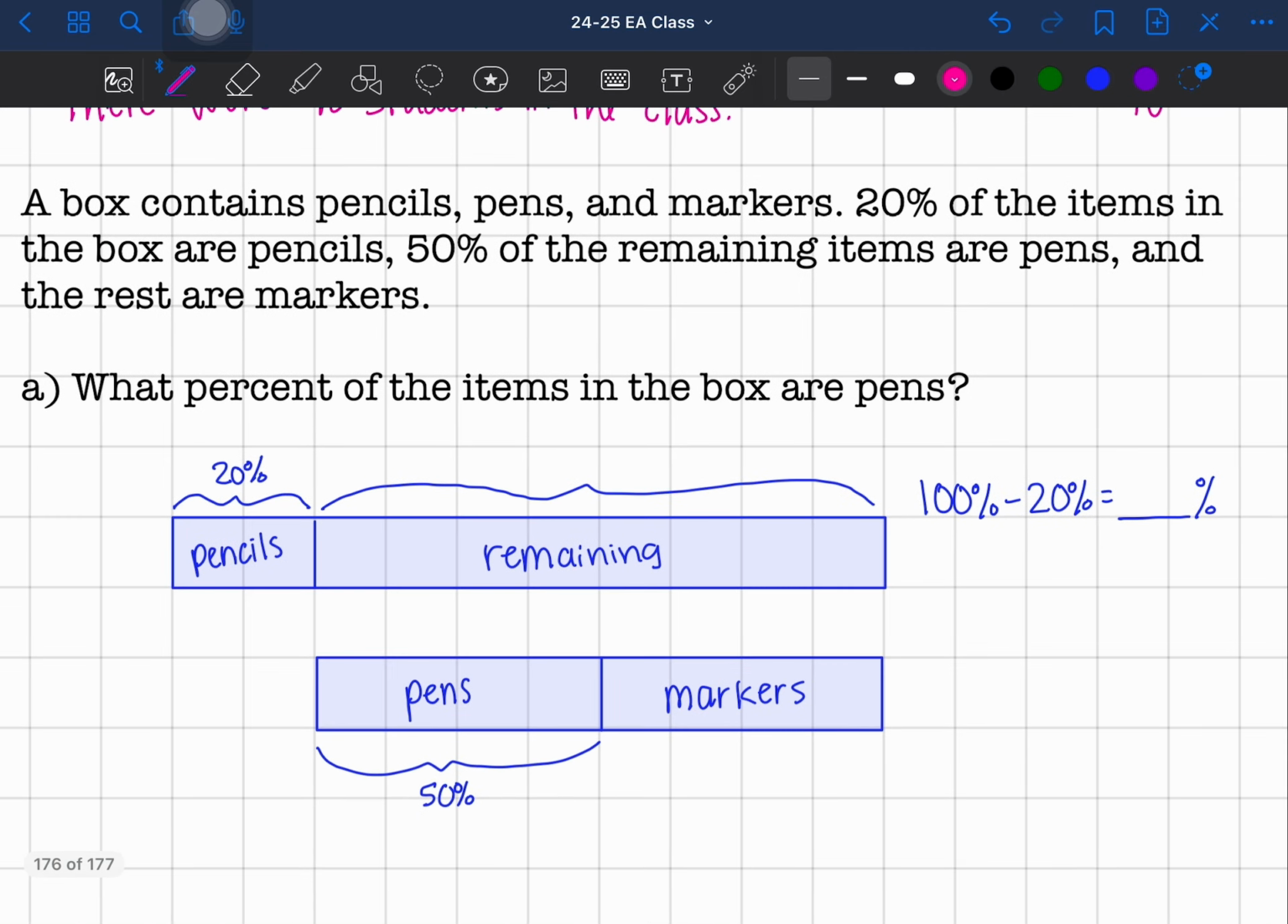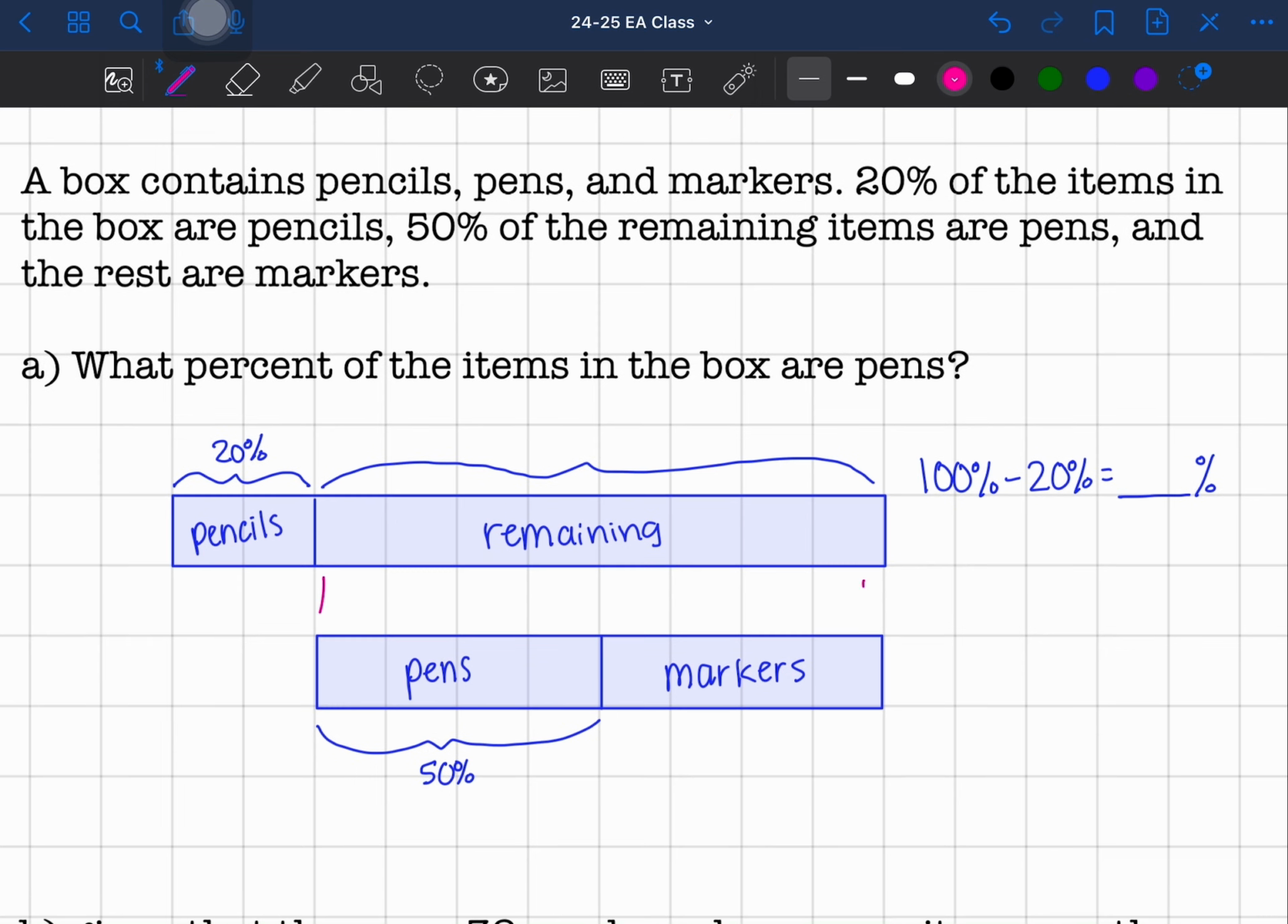A box contains pencils, pens, and markers. 20% of the items in the box are pencils, 50% of the remaining items are pens, and the rest are markers. What percent of the items in the box are pens? So first we want to find out what percent is remaining. So the remaining is made up of pens and markers. And we have to do 100% minus 20%, which is 80%.